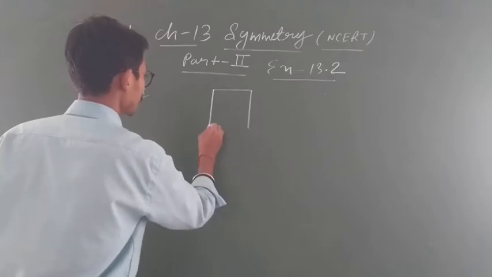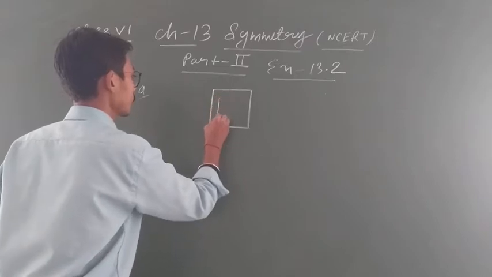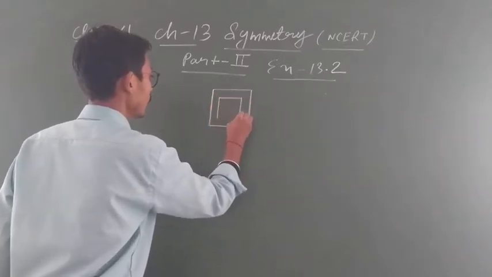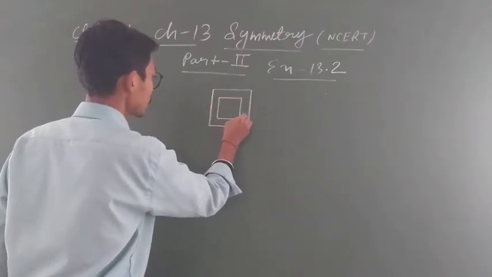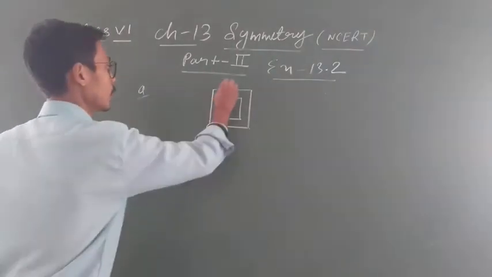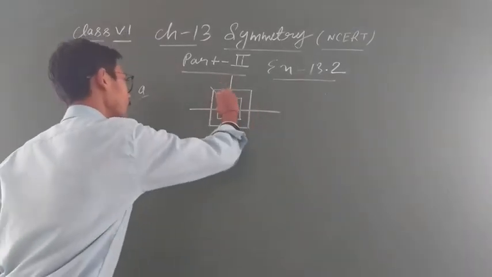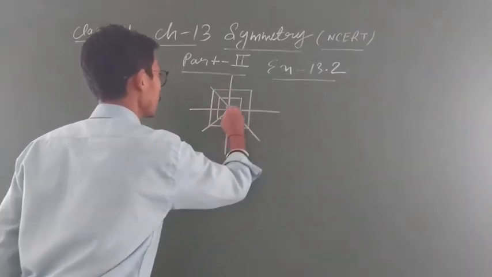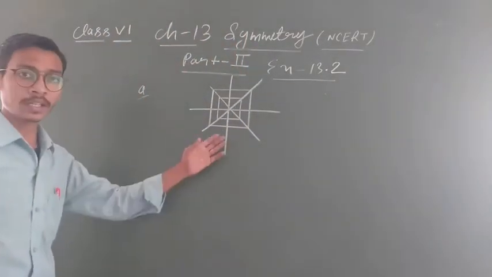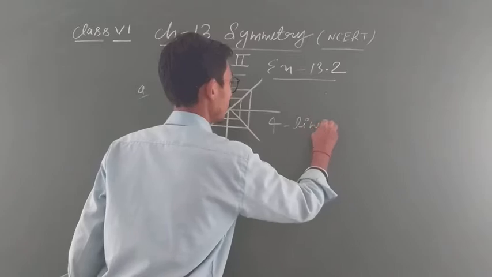This is a square, and another square is given inside. When we discussed in the first part, how many lines of symmetry does a square have, student? 4, because all sides are equal. The first line of symmetry, second, third and fourth line of symmetry. So in this diagram we can write down 4 lines of symmetry.